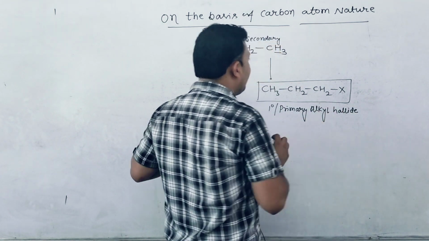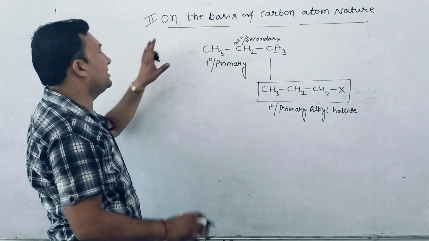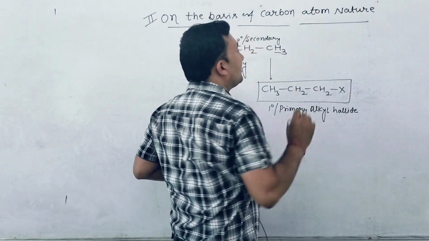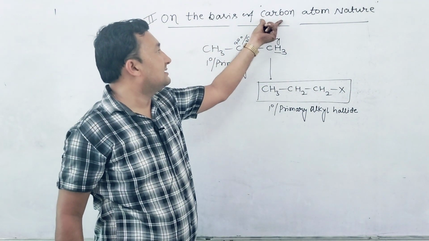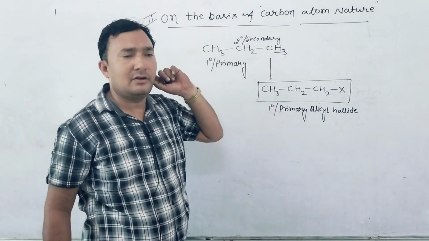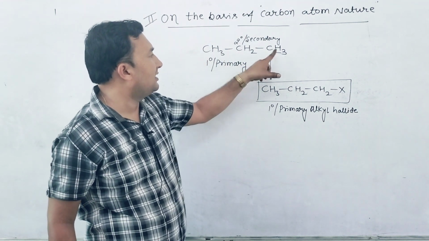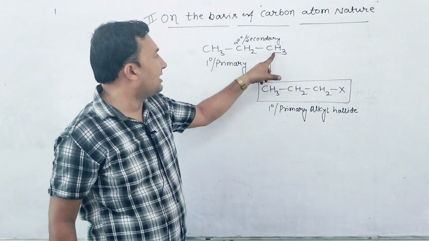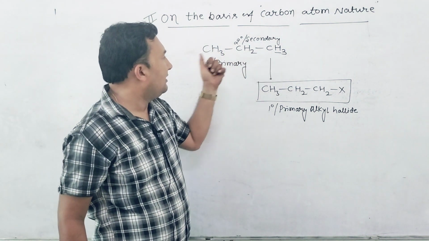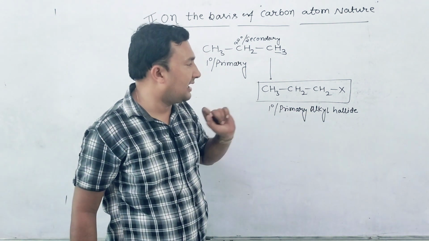So dear students, when we are discussing about the second basis of classification, the basis of classification is carbon atom nature. That is a very important thing. Carbon atom can be categorized as 1 degree carbon, 2 degree carbon, 3 degree carbon, and quaternary carbon. 1 degree carbon will be that carbon which is attached to another one carbon. So here we are having two examples. These two are the primary carbons or 1 degree carbon. If you are replacing any one of these hydrogens with the halogen, then you will get this kind of compound. It will be 1 degree or primary alkyl halide.